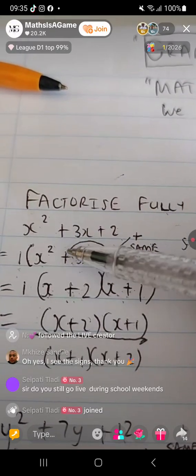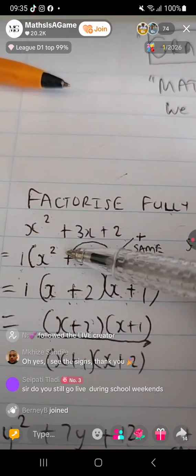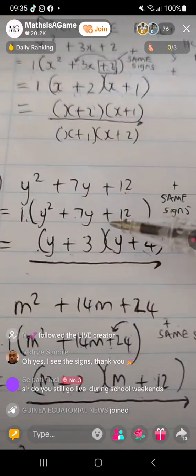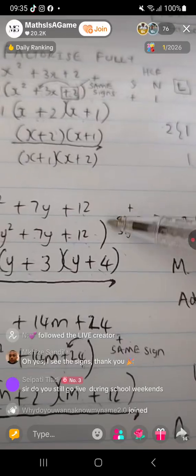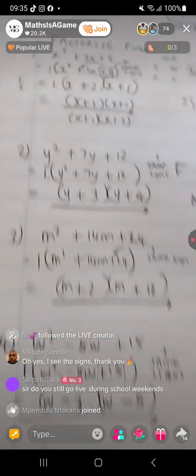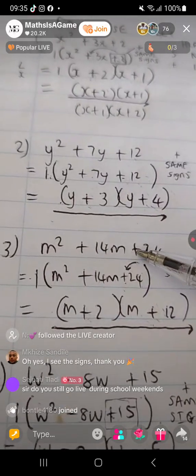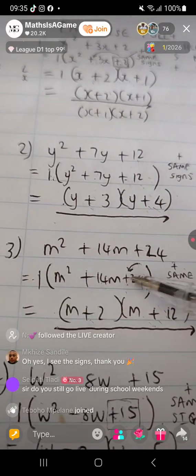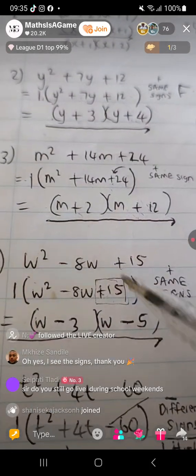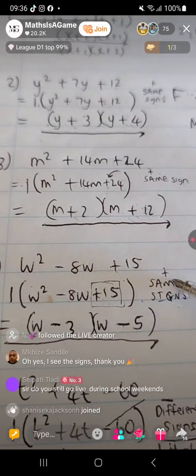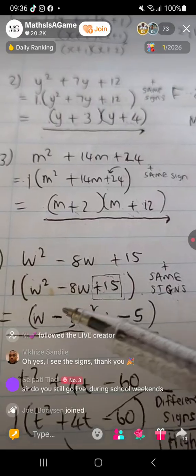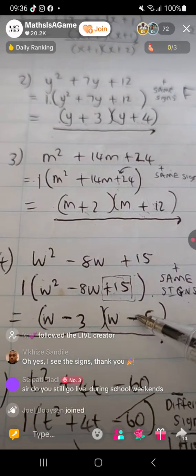But you ask, according to who? According to the sign of the middle term. Same signs, positive, positive, since this is positive. The positive sign for a constant means same signs according to who? The sign of the middle term. That's why I have a positive and a positive. Positive 24 here means same signs according to the sign of the middle term. Positive, positive. But look at this one. Positive constant still means what? Same signs according to who? The sign of the middle term. That's why we have a negative and a negative.